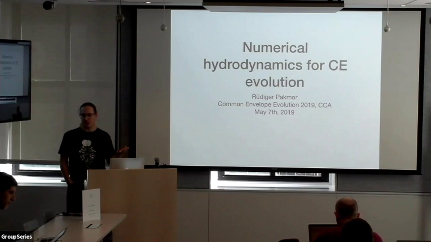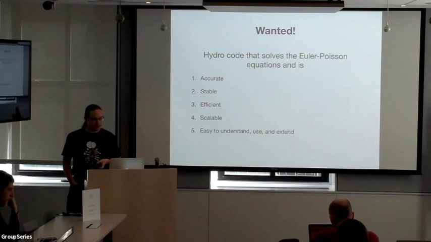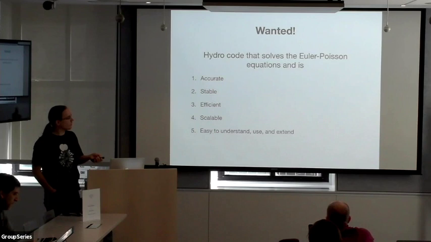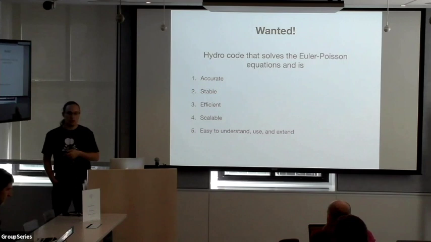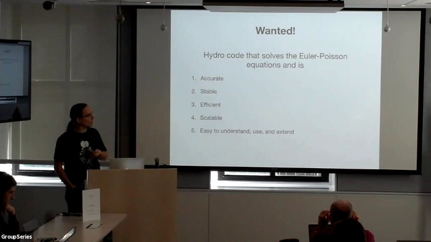Okay, so just to set the stage, what do we actually want? The basic system of equations that we are solving is, in its most simple form, a combination of the Euler equations for hydrodynamics and the Poisson equation for gravity. And there are different ways of solving them. We need to solve them numerically because the system is so nonlinear that, for something like a binary system, if you really want to look at the detailed internal evolution, it's reasonably hopeless to try to do this analytically.